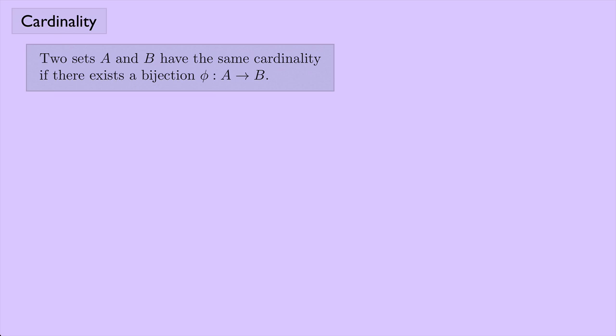The number of elements in a set is called the cardinality of the set. And two sets A and B have the same cardinality if there exists a bijection phi which goes from the set A to the set B. And we have a little bit of notation here for this. If the sets A and B have the same cardinality, we can say that |A| equals |B| with little absolute value bars. That just denotes the cardinality.